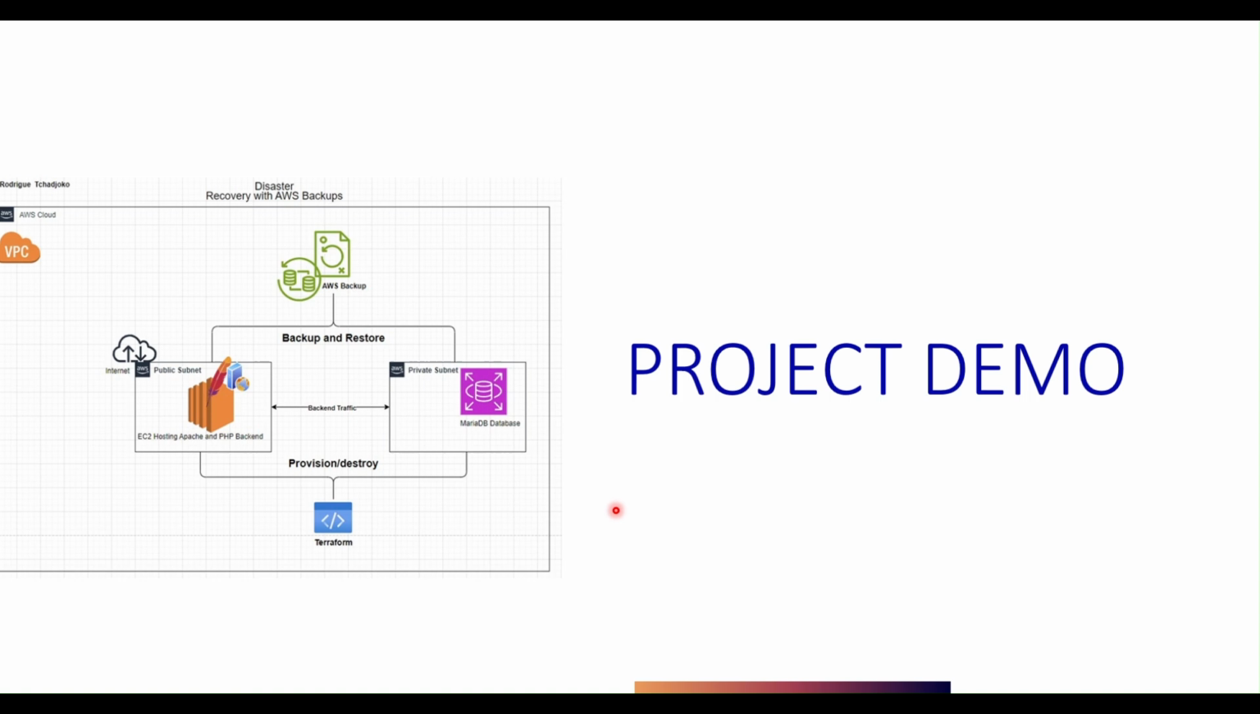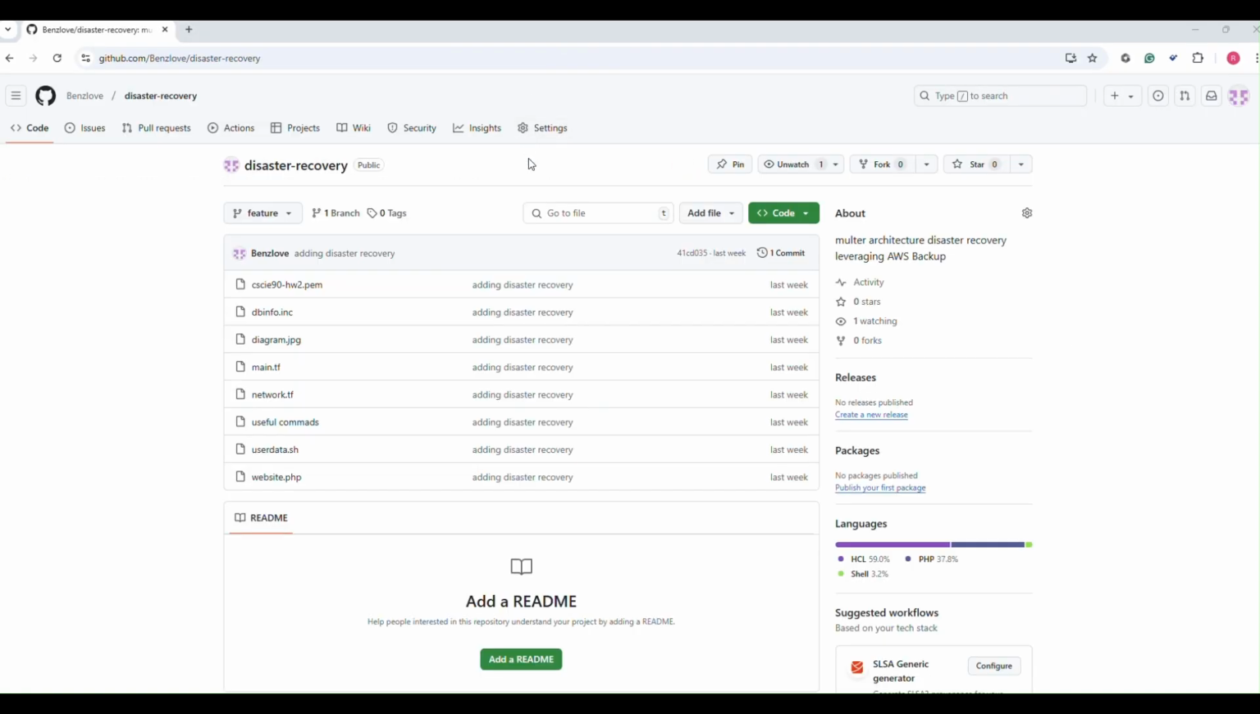Let's jump into the demo. During the demo, we'll use Terraform to create all those resources and use AWS Backup to back them up, then use Terraform to destroy them, and finally use AWS Backup to restore them. That's the beauty of using AWS Backup to restore our resources during a disaster and during anything that might happen.